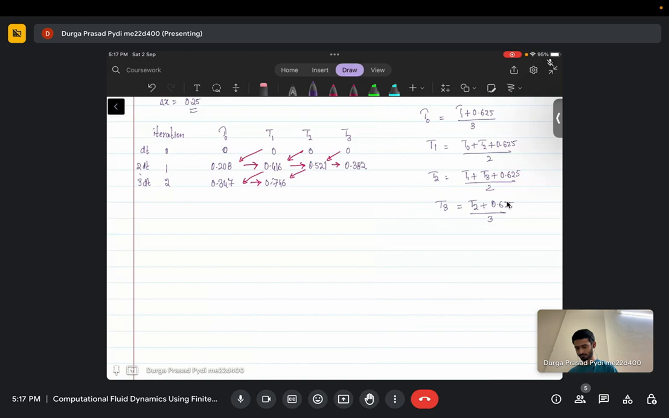Okay, you can just iterate this and get the answer. Yeah, possibly. I just want to take 2 iterations to show you one thing. So where is T? T2 you get from values of T1 and T3. So 0.746 plus 382 plus 625. And then finally T3 is 0.876 plus 0.625 over 3.